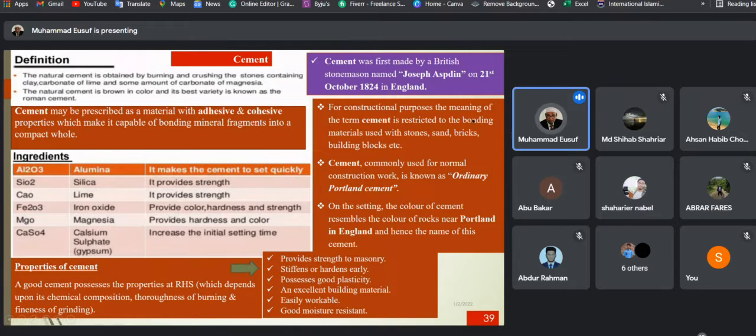Okay. Next, for constructional purposes, the meaning of the term cement is restricted to materials used with stone, sand, blocks. During construction, we use cement with stone, sand, bricks, building blocks. Okay. Ordinary Portland cement.